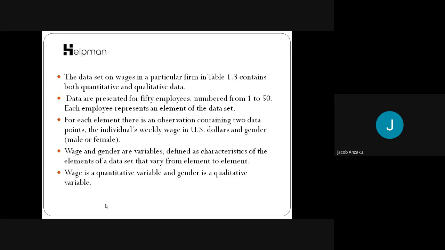Now, wage and gender are variables, but they are of different sort. They are defined as characteristics of the elements of the data set that vary from element to element. Whereas wage is a quantitative variable, gender is a qualitative variable, because we can measure the wage using a numerical value, but we cannot measure the gender using a numerical value. We can only classify it, and that's why it's qualitative data.